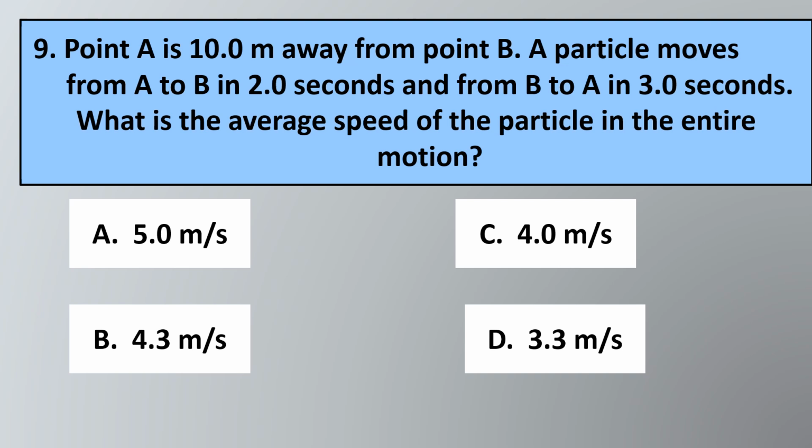In question number 9, we have a point A that is 10 meters away from point B. There's a particle that's moving from A to B in 2 seconds and from point B back to point A in 3 seconds. Question: what is the average speed of the particle in the entire motion? Is it 5 meters per second? Is it 4.3 meters per second? Is it 4 meters per second? Or is it letter D, 3.3 meters per second?